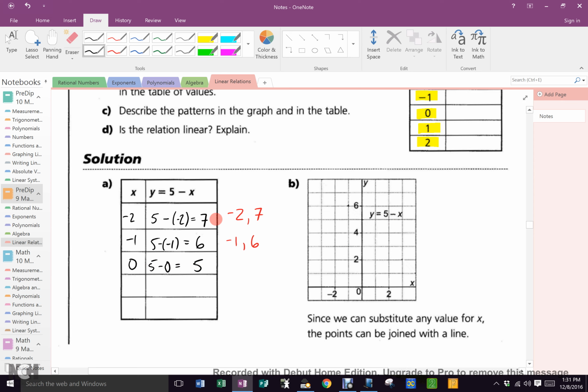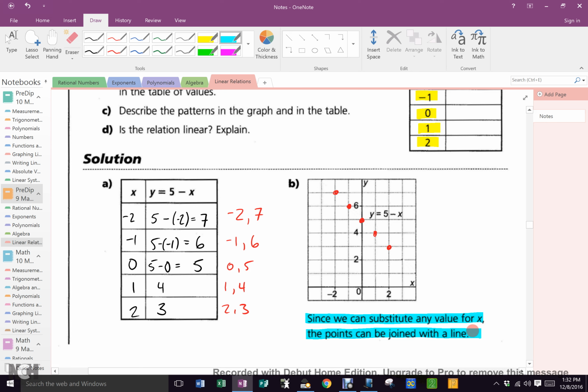Now, I'm going up by 1, and I'm going up by 1. So 1, 2, down by 1. 4, 3. Right? What are the points? 0, 5, 1, 4, 2, 3. And then we graph it. -2, 7, -1, 6, 0, 5, 1, 4, 2, 3. And I helped you out because we were having so much trouble with it yesterday.